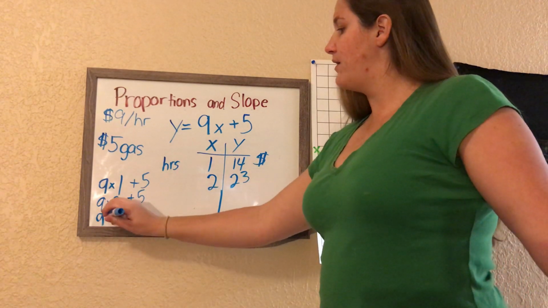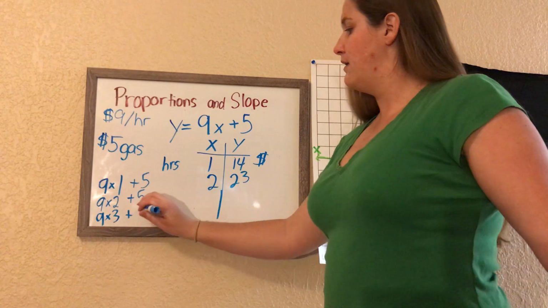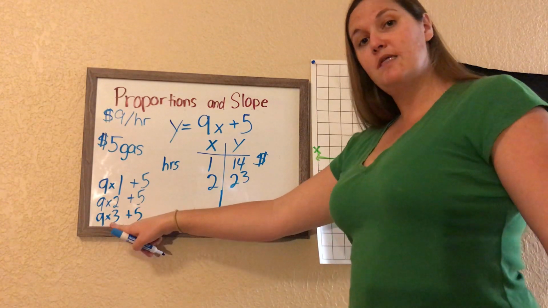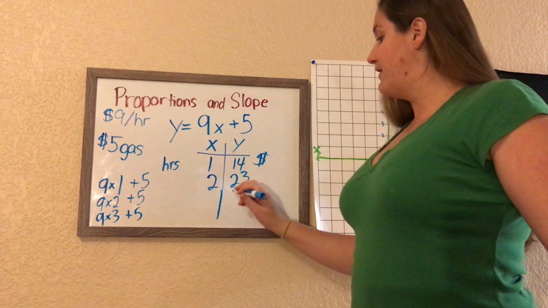If I worked 3 hours, 9 times 3 plus 5. 9 times 3 is 27. 27 plus 5 is $32.